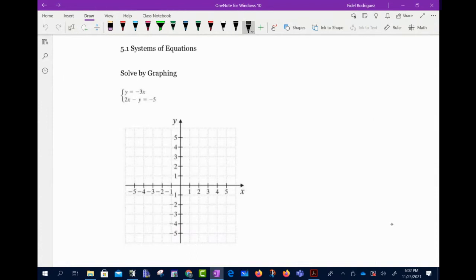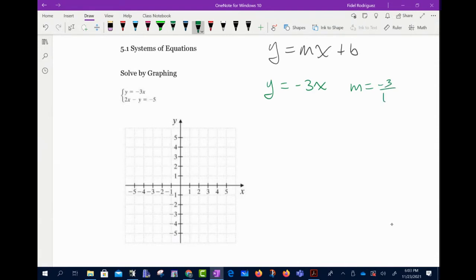Since the first problem here says we're going to solve by graphing, what I want to do is think about slope-intercept form, the y equals mx plus b. I'm going to look at my first equation, and I'm going to write it in green. Y equals negative 3x. When I look at that first equation, this is just telling me that my m is negative 3.